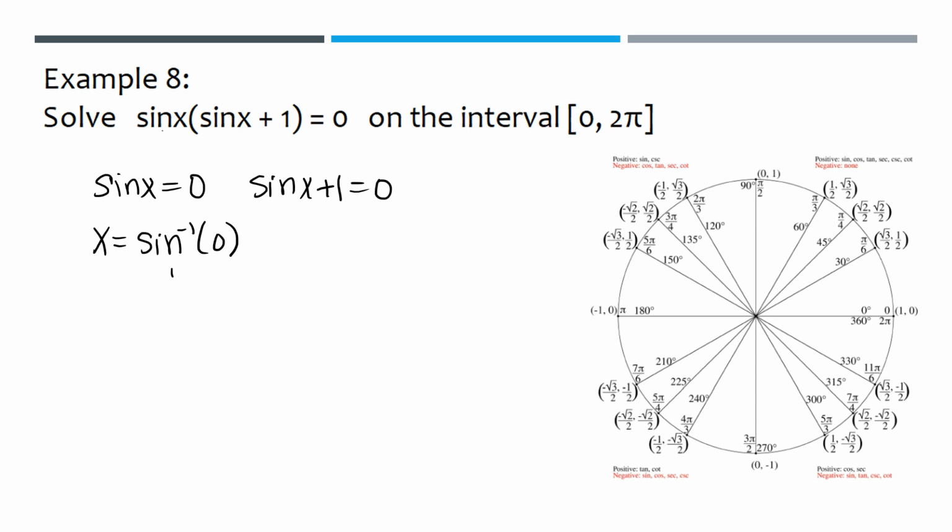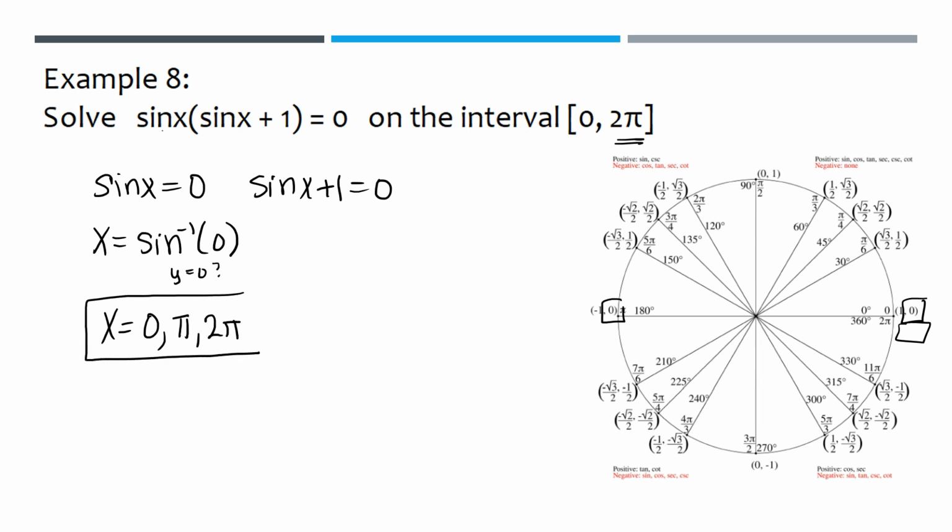So x equals sine inverse of 0. And again, I want to know, where does the y value equal 0 on the unit circle? Well, my y value is 0 at 0 degrees, at 180 degrees, and then back again because we're including 2 pi at 360. So we have three solutions, 0, pi, and 2 pi. And that is where sine of x equals 0 for this example.